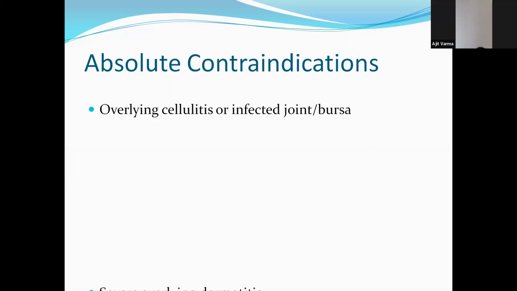There are contraindications to intra-articular injections also. There are certain absolute contraindications that include overlying cellulitis, or an infected joint, or an infected bursa over the joint, where the injection into the joint is contraindicated. You are likely to inject the bacteria or infected material into the joint. So it is an absolute contraindication. If you feel there is a cellulitis around the joint or over your point of entry, it should be contraindicated.